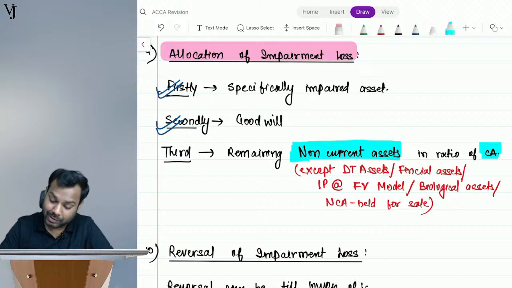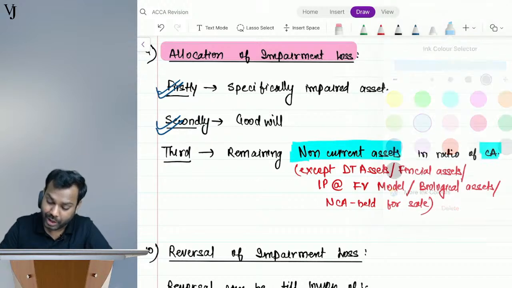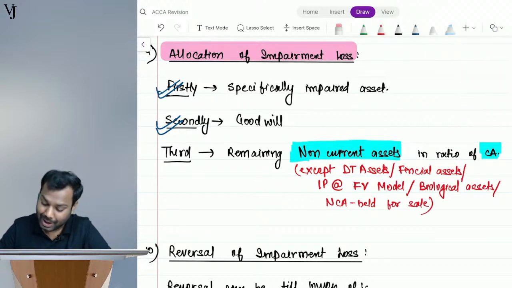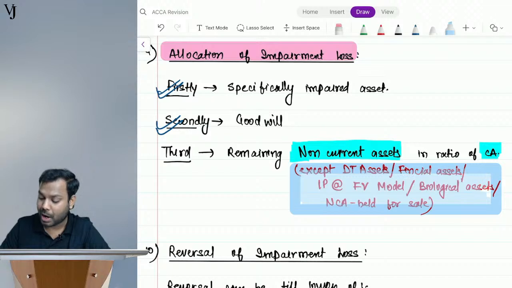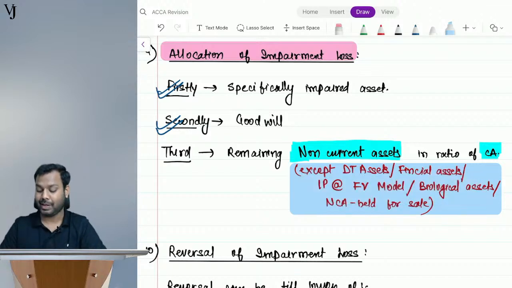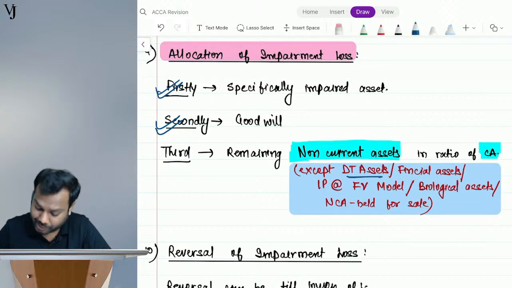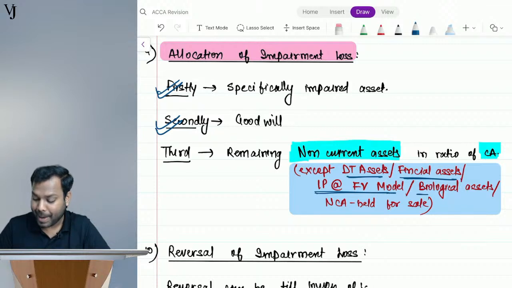But understand, guys, this is a very important point which I'm discussing now. Except these, because they are out of scope of IAS 36: deferred tax assets, financial assets, investment property at fair value model, biological assets, and non-current assets held for sale.